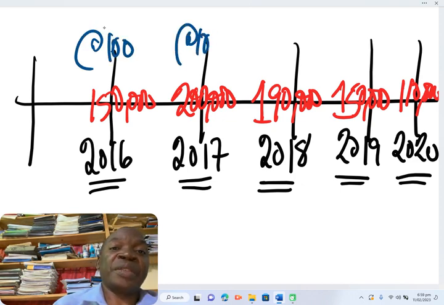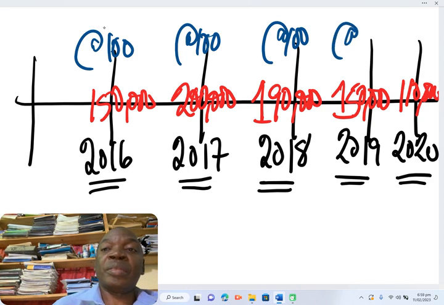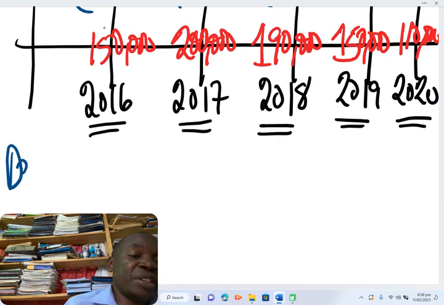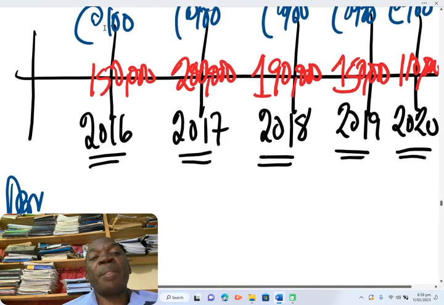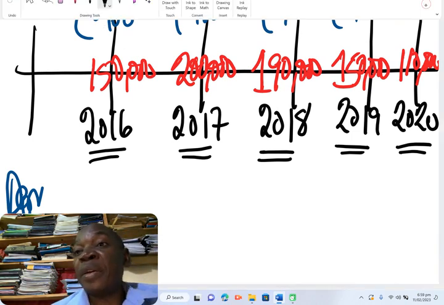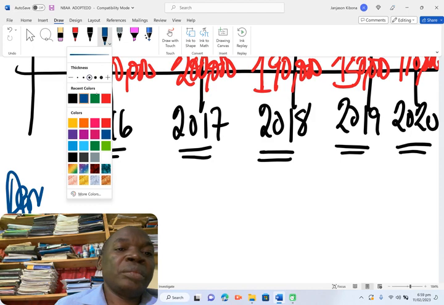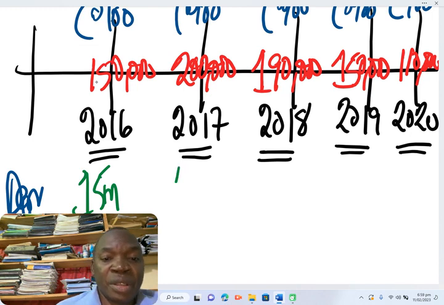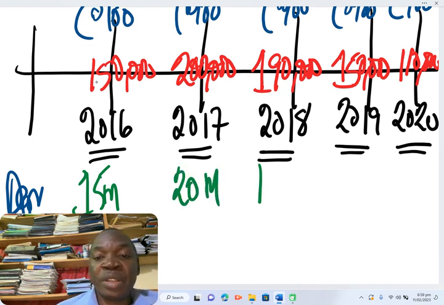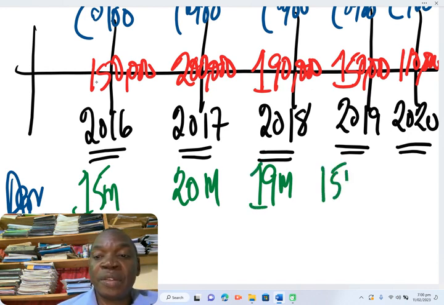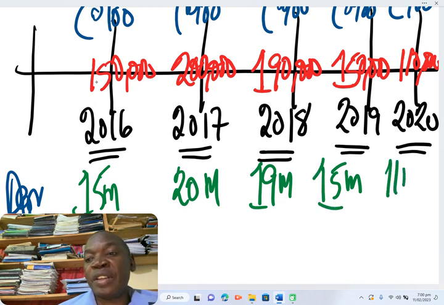Now, if you see, the rate of depreciation each year is estimated at how many? 100 each year. There is no change in the depreciation rate. Now you have to compute the depreciation amount. Give me, what is that one? 15 million. So this is 15 million, and this is 20 million. This is 19 million. This is 15 million. And this is 11 million.